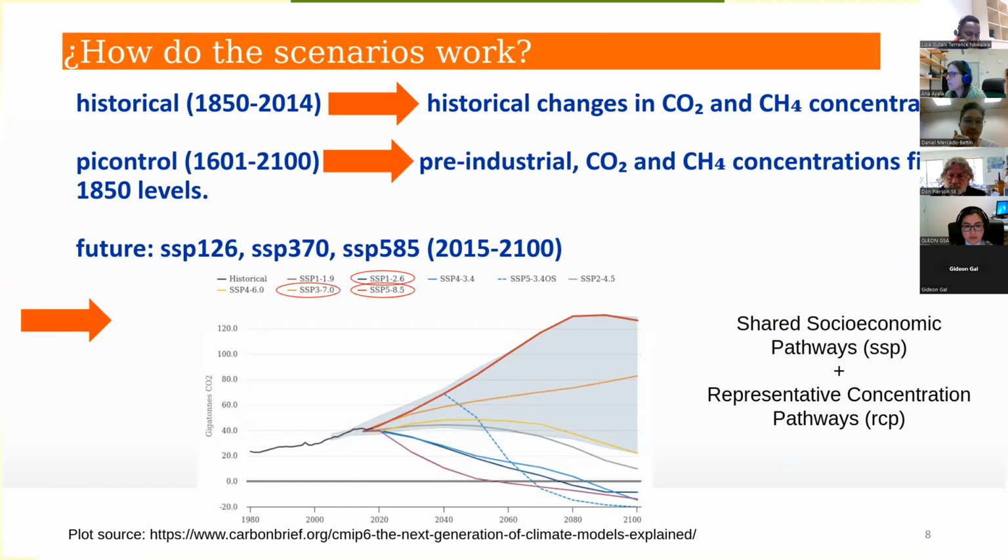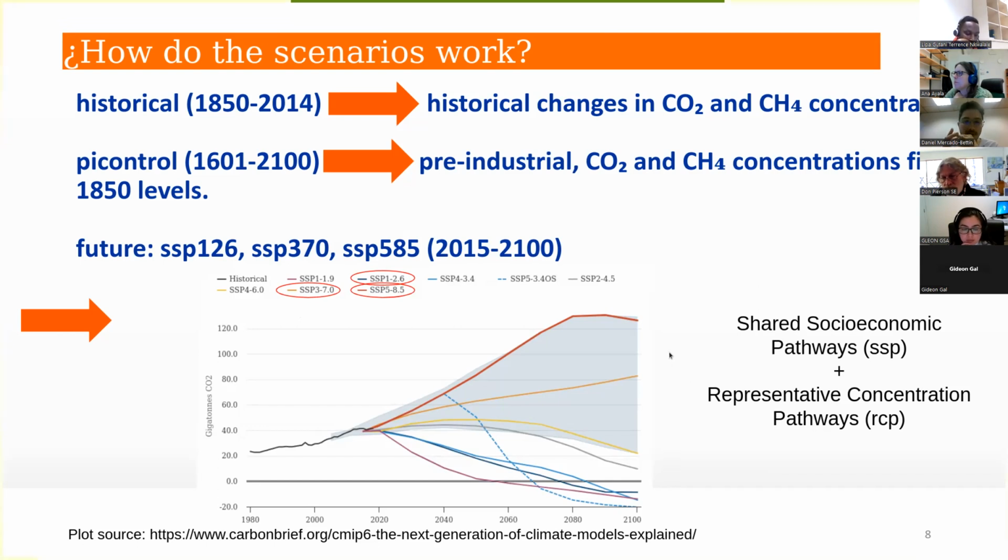For the historical period, it's historical changes of CO2 and methane concentration, so let's say the current circumstances. Then you have PI control, which removes this CO2 increase and fixes the concentration at the level of 1850. And then you have the future scenarios. For the future there are a few more scenarios, and it's a combination of the shared socioeconomic pathways and the representative concentration pathways. The first is related to policy, and the second is related to greenhouse gas emissions.